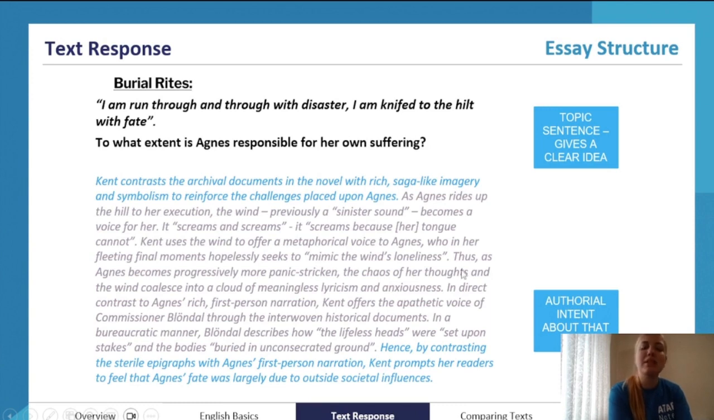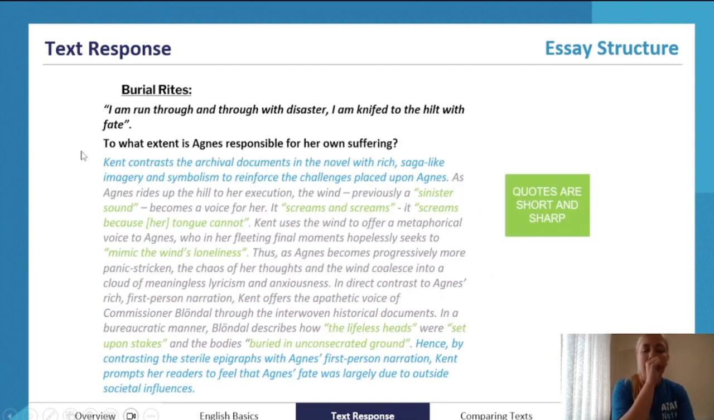She's mimicking the wind's loneliness. And we see the documents, the historical documents, and they relate to Agnes's experiences and how these were caused by external forces as well. Note how there is an abundance of quotes, even in this short little body paragraph. They're short and sharp, they're integrated beautifully into the sentences, and they're combined and analyzed together as one.